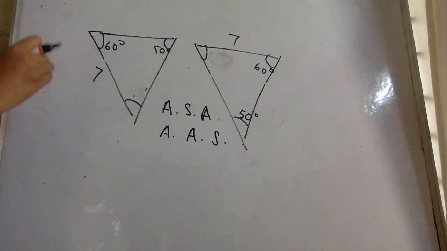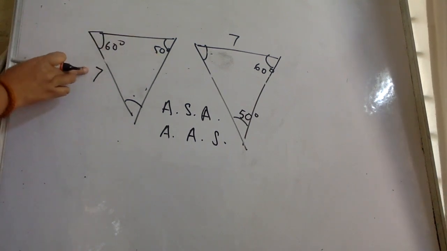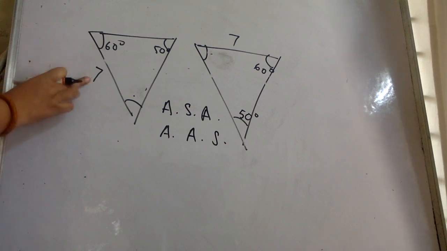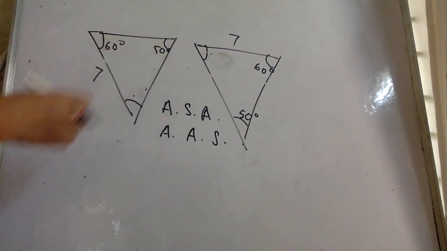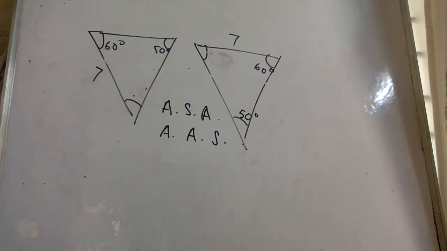So I hope you understood. If they just give two angles and one side, you can still understand that the third angle is going to be equal anyway, because the sum total of the angles of a triangle is 180. Okay, so now how do we name it?